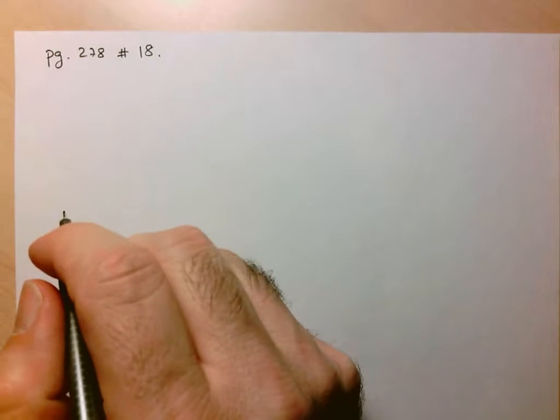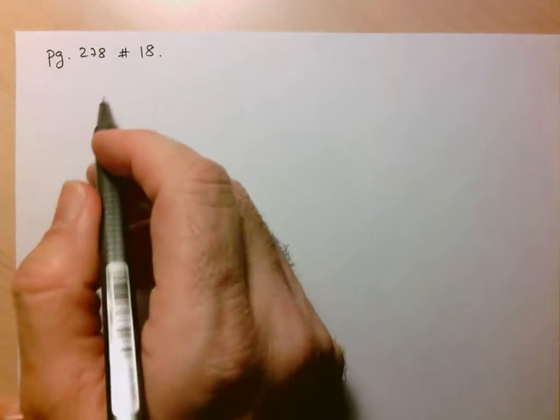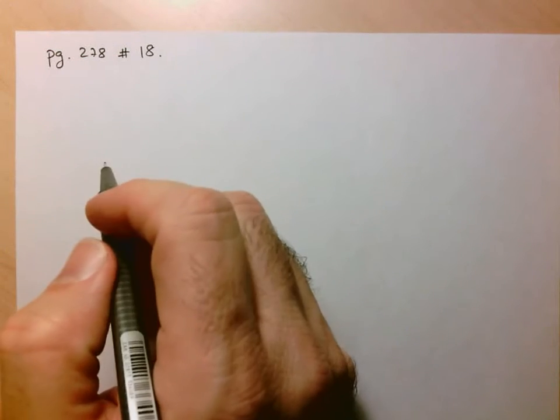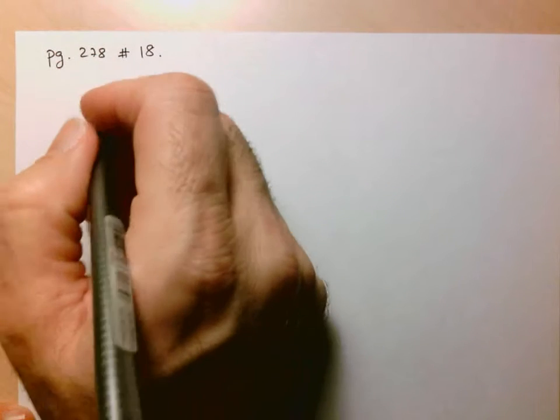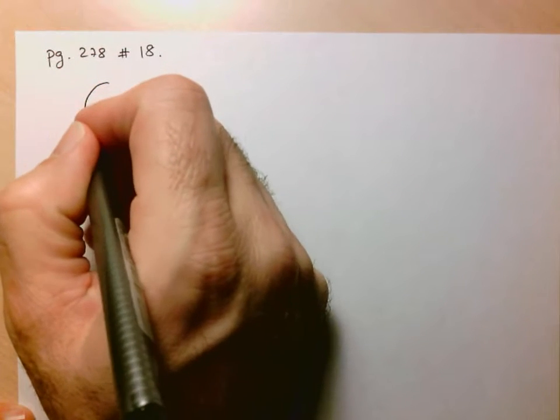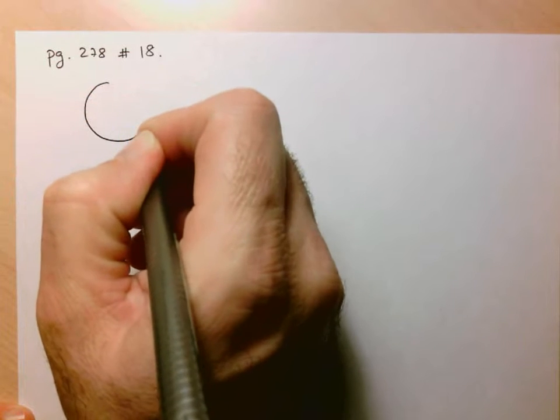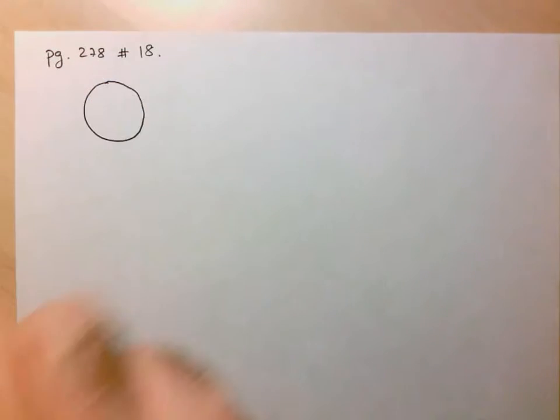Hi folks, we're going to take a look at page 278, number 18, and what this describes is a ride that goes around in circles, and it lies on a horizontal plane. So you can read the question just to confirm that this is what the ride looks like.